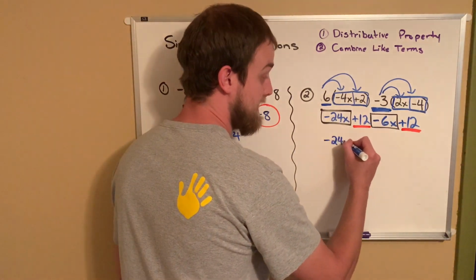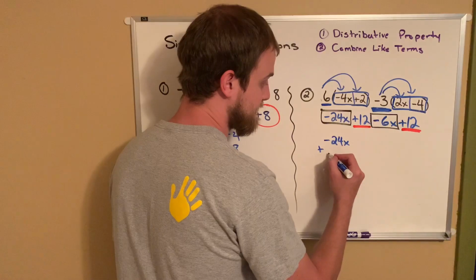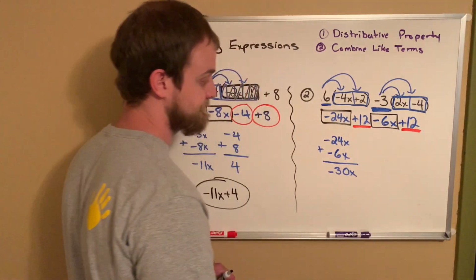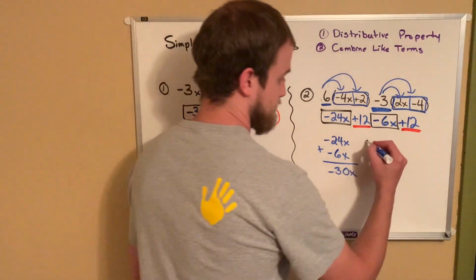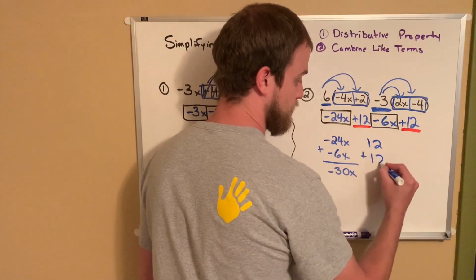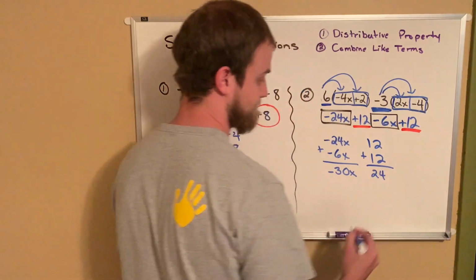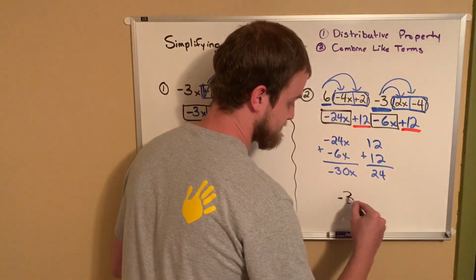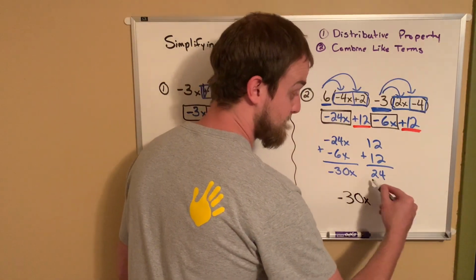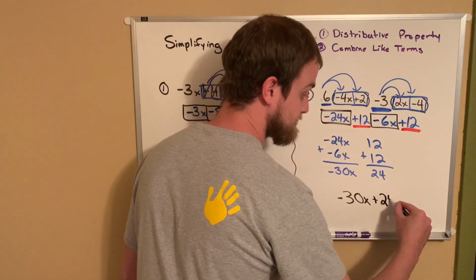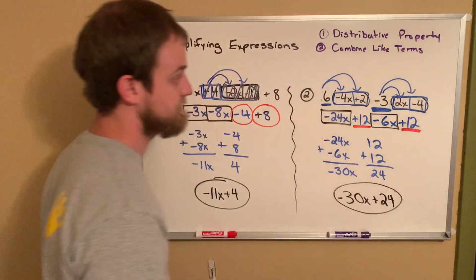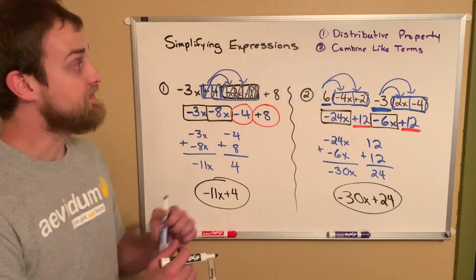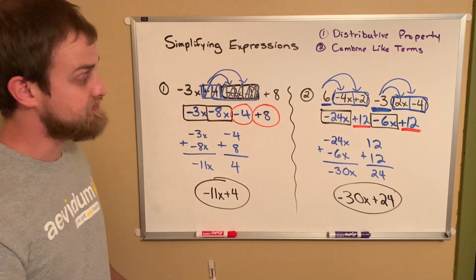Negative 24x combined with negative 6x equals negative 30x. 12 combined with 12 is 24. My final answer, negative 30x, positive 24, so I'm going to write plus 24. Done. That was a very, very quick overview of using distributive property and combining like terms to simplify expressions.